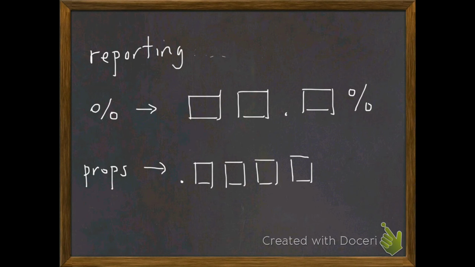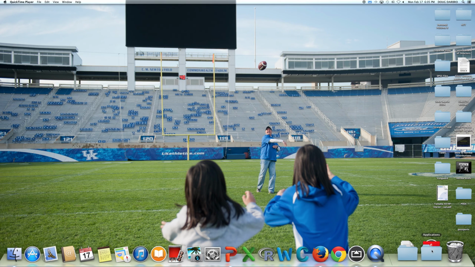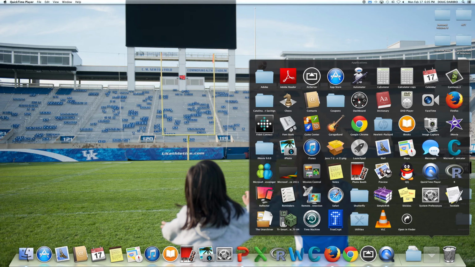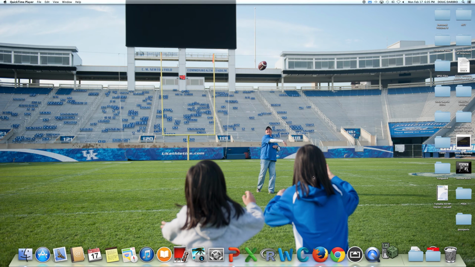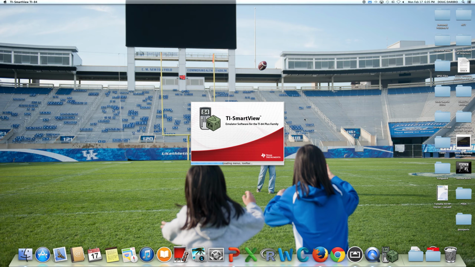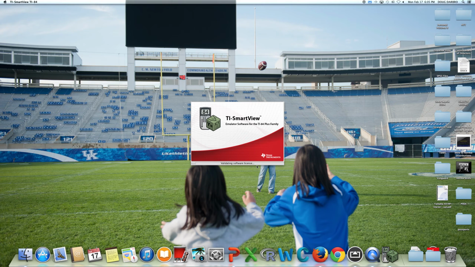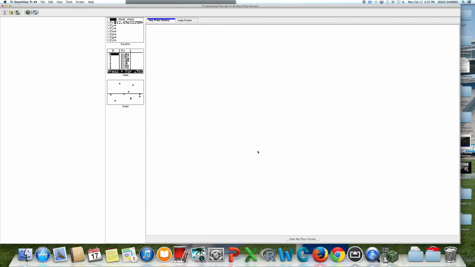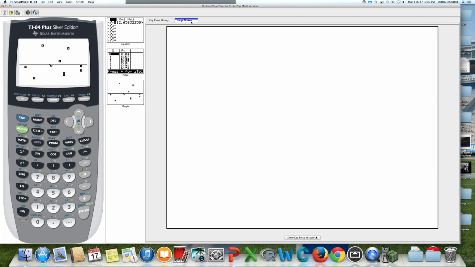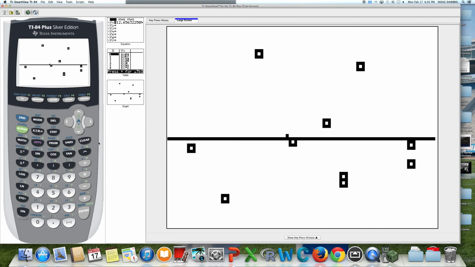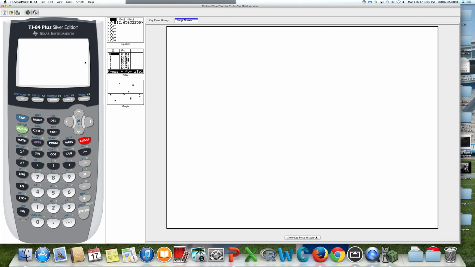All right, gang, let me go into my applications and get the calculator. There it is. It's actually going to be a pretty short video. Let's see, continue with the trial version. All right, so what we have here is a scatter plot of residuals over the independent variable. So what I want to do is let's go back to the problem.